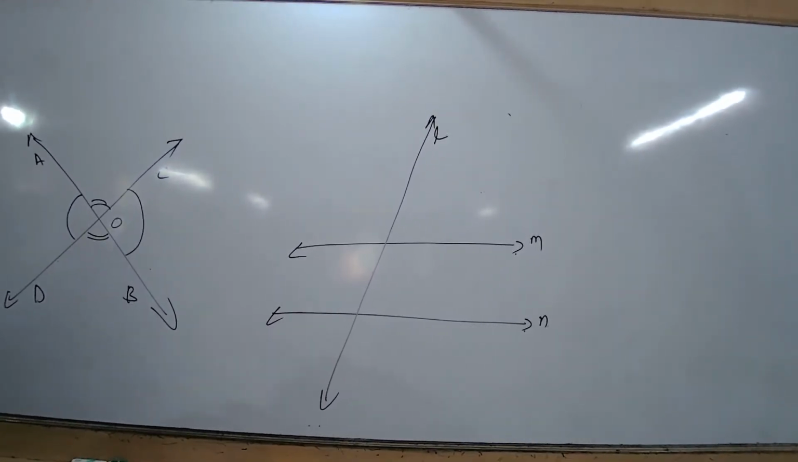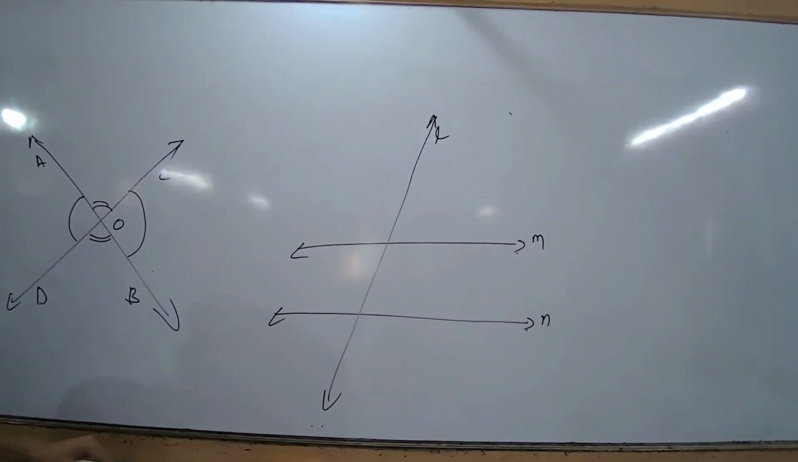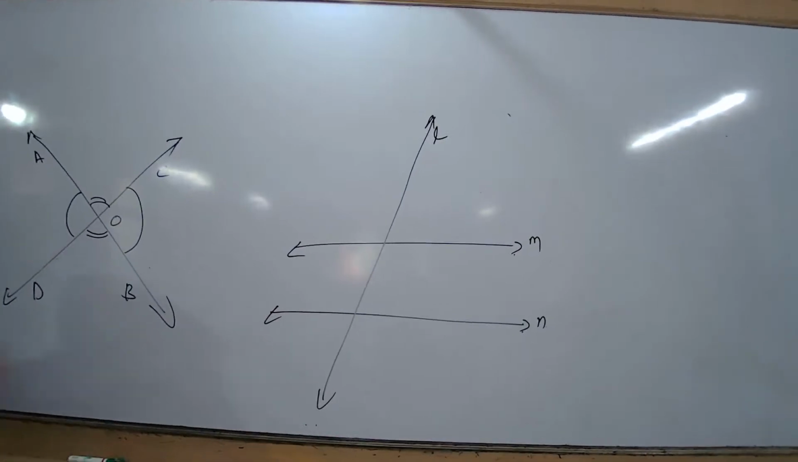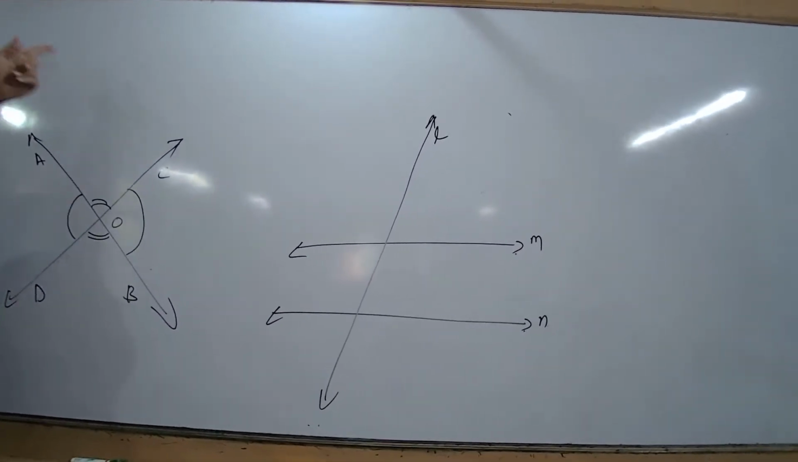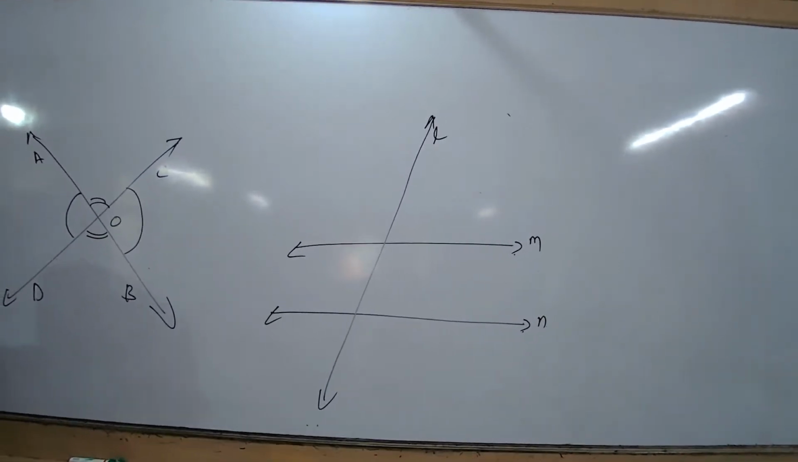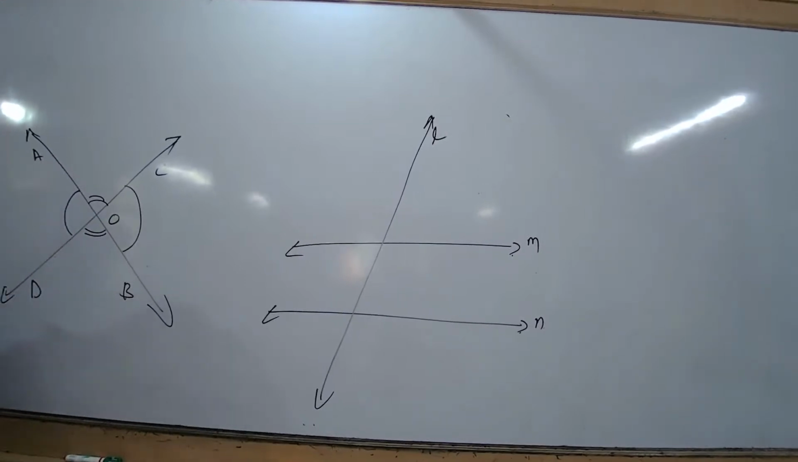You know what vertically opposite angles are? Two lines are there. Tell me the vertically opposite angle over here. Name. AB. AB is an angle.